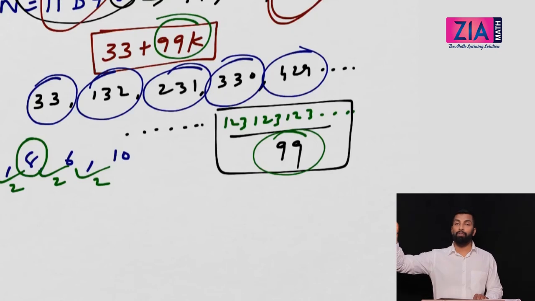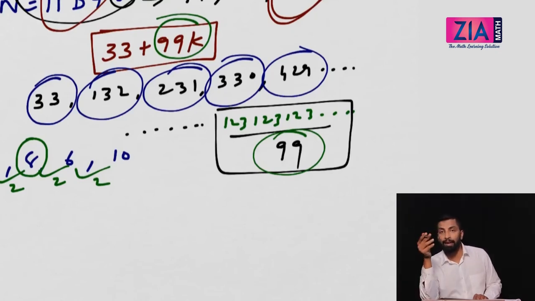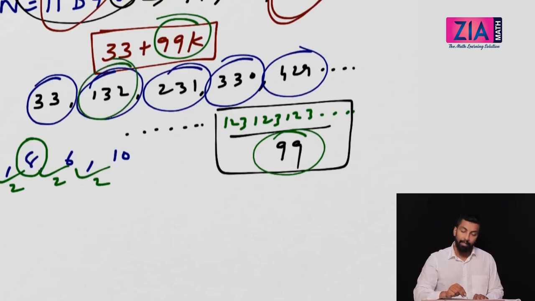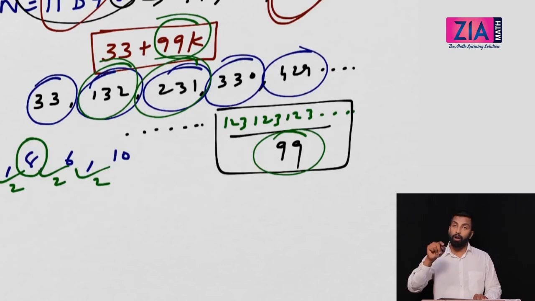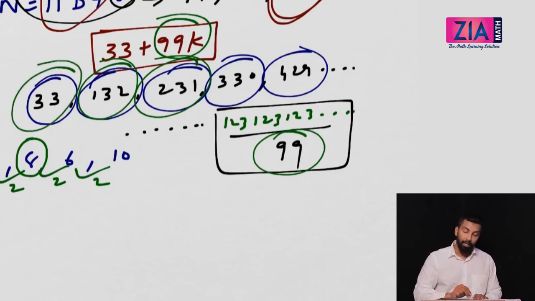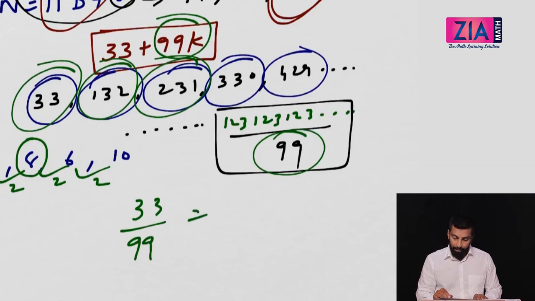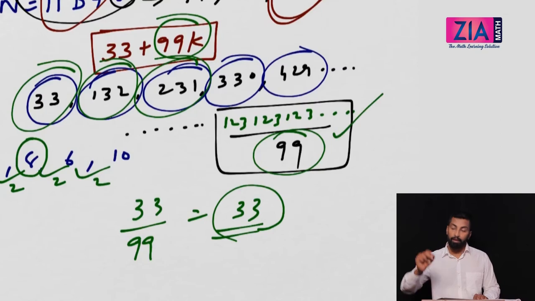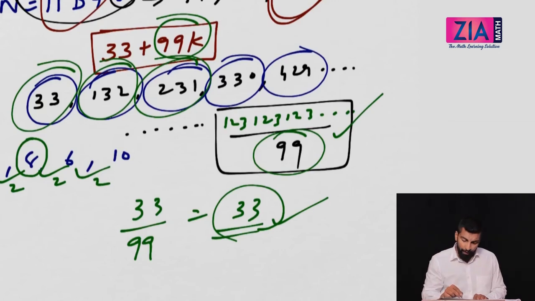So 1, 2, 3, 1, 2, 3, 1, 2, 3 is part of the series. So when you divide 1, 2, 3, 1, 2, 3, 1, 2, 3, you get a remainder that will be the same as that of 132 by 99. That will be the same as that of 231 by 99. Or what is easy? Take the first term, 33. So divide 33 by 99. What you get? 33 itself is the remainder. That means 33 will be the remainder when you divide 1, 2, 3, 1, 2, 3, 1, 2, 3 by 99. So what is your answer? 33. The first term is your answer. You don't need to find these other terms.